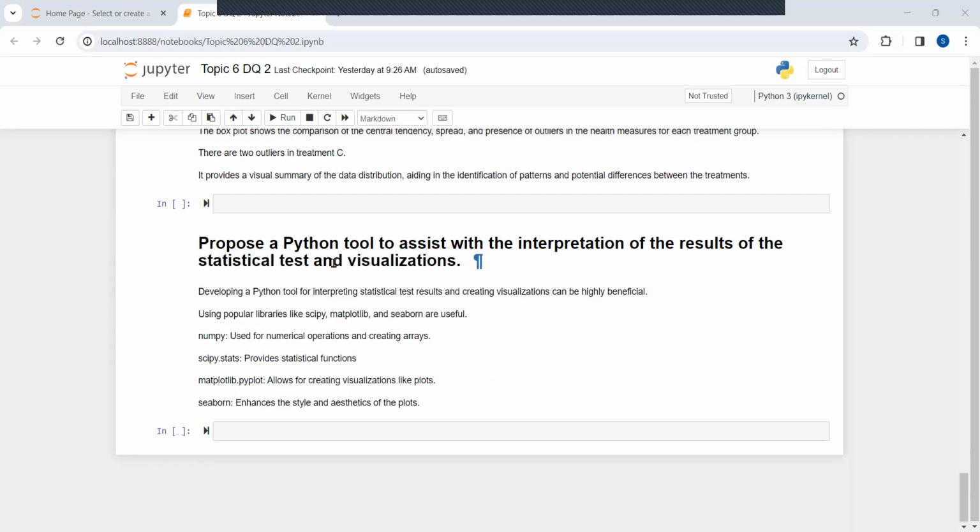The Python tools used to assist with the interpretation would be popular libraries, such as NumPy for numerical operations and creating arrays, SciPy to provide statistical functions, matplotlib.pyplot for creating visualizations, and Seaborn to enhance the style and aesthetics of the plot.